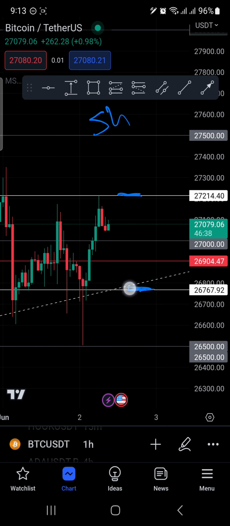Yes, this is your entry. You have to look for entry here. But if any candle close below, then you have to want to close the trade. You get it? So that's it. So let's see how the market plays out.